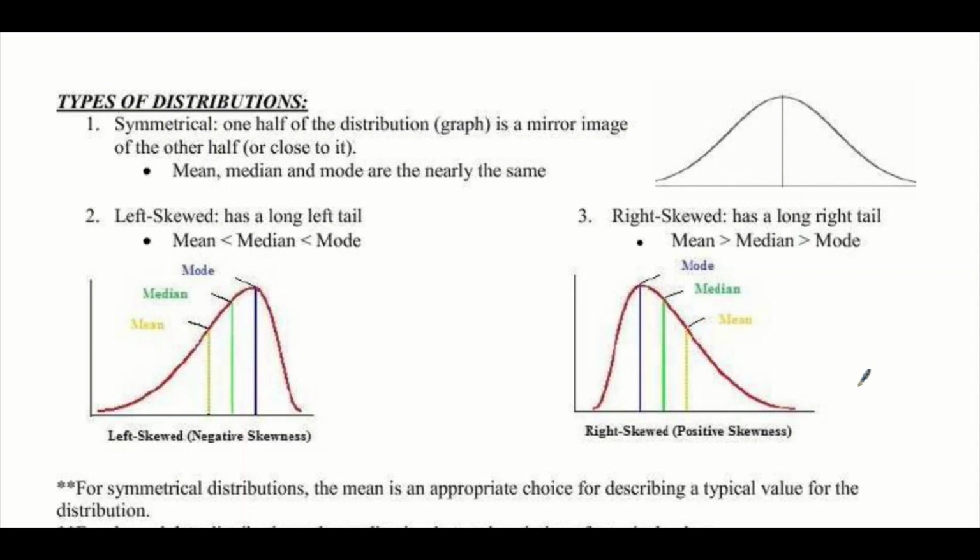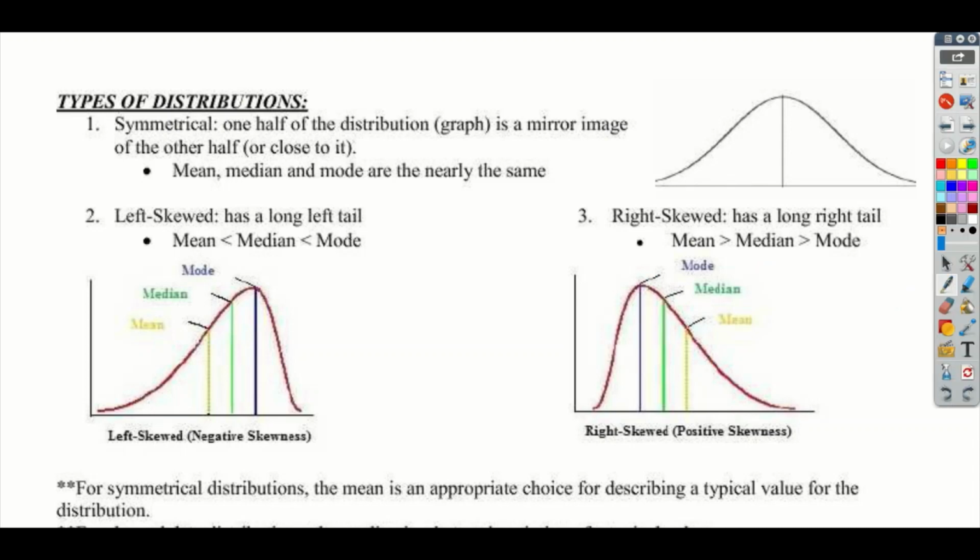If we are right skewed, so our tail is on the right side, it's a long tail, so it should be pretty dramatic. Once again, the mean is now going to be the biggest because it's furthest to the right. Then the median, and the mode, which is the peak again, is going to be the smallest. All right.